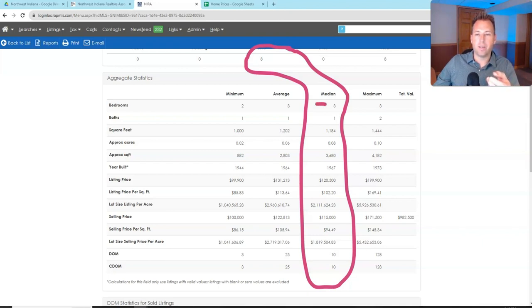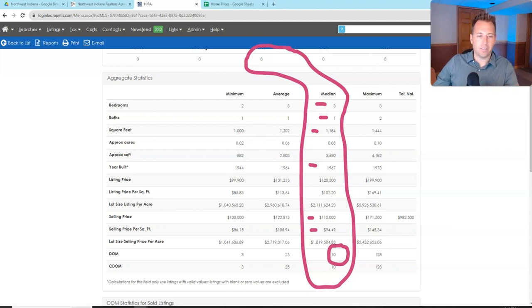They were 3-bed, 1-bath, 1184 square feet on a very small lot, 0.08 acres. The year built was 1967. Hammond is an older community, so you'll see that the housing is older. The median price was $115,000, which works out to about $95 per square foot. And the homes were on the market for 10 days before selling. So if you're thinking about selling, that's about what the market time is, which is really good.